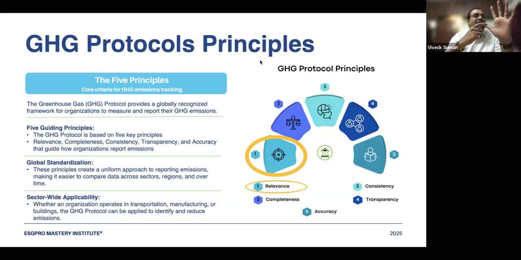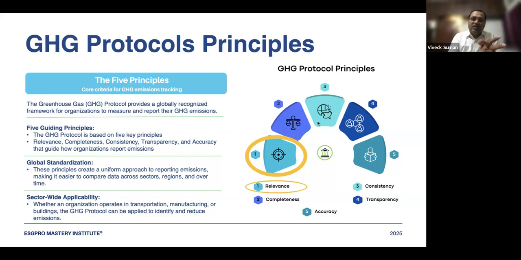Which are those 5 particular principles? These are RCC TA: traveling allowance, RCC ka plinth, the train which you are using because your company has given TADA, right? That's a common word everybody uses. So RCC TA. Now, first one is relevance. First one is what? Relevance.